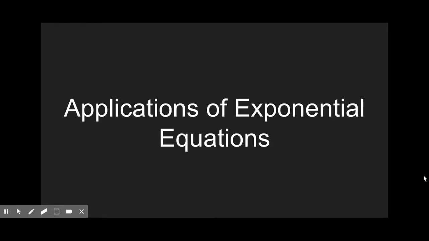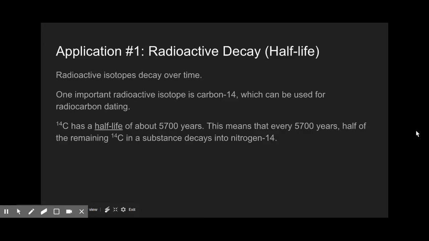Hey, everybody. So we're going to be looking at applications of exponential equations today. Application number 1 is called radioactive decay or half-life. No, not the video game.